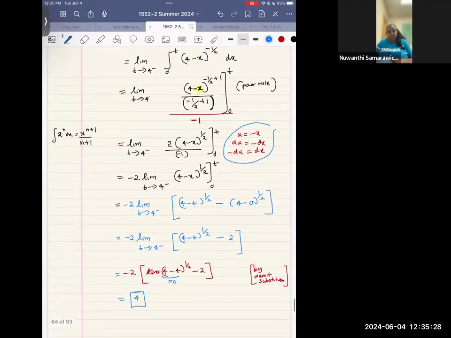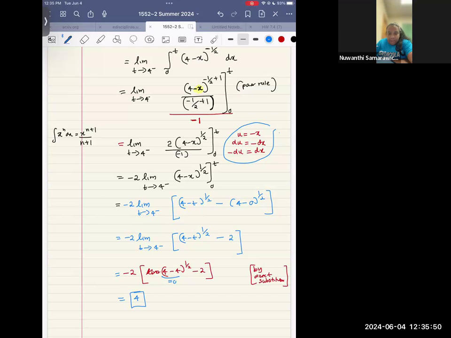Any confusing parts? Do you have any questions here? Just stop me if you don't understand any step, okay? Up to here, are you all okay? Let's see others.